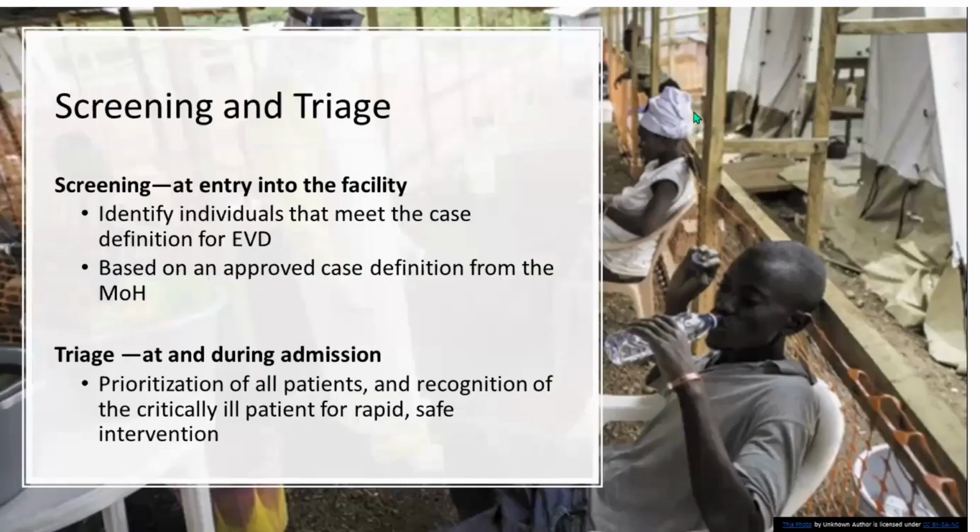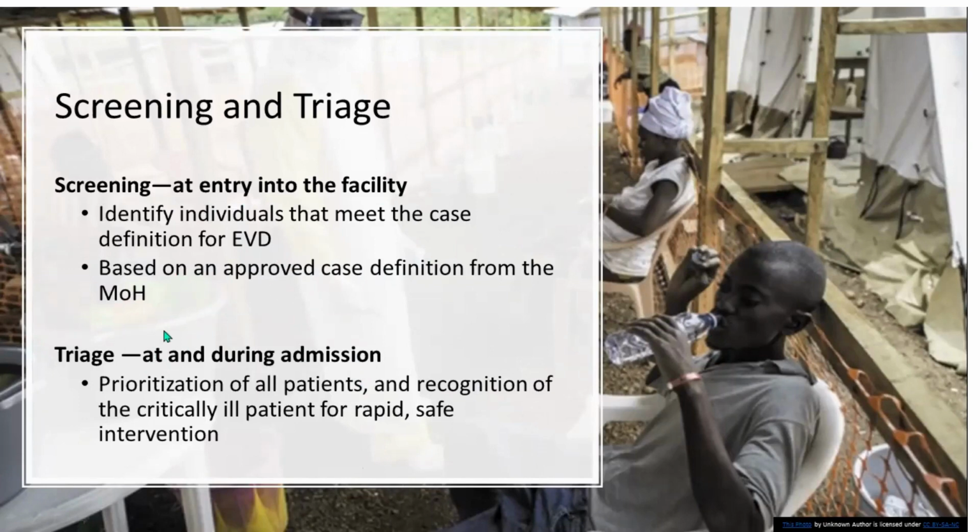So the other discussion has been about screening and triage. So what are they and what is it? We are saying screening here, we do it at the entry into the facility. Our interest is to identify individuals that meet the case definition for Ebola, and when we do, we can send them to the holding area or holding unit, and it is based on the approved case definition from the Ministry of Health. So that screening algorithm is trying to picture the case definition for a suspect of Ebola according to the MOH.